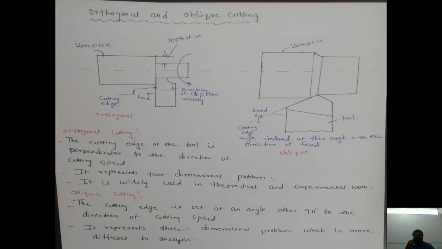It also represents a two-dimensional problem in orthogonal cutting, whereas oblique cutting is a three-dimensional problem. That is the reason orthogonal cutting is widely used, and theoretical and experimental work takes place in orthogonal cutting.